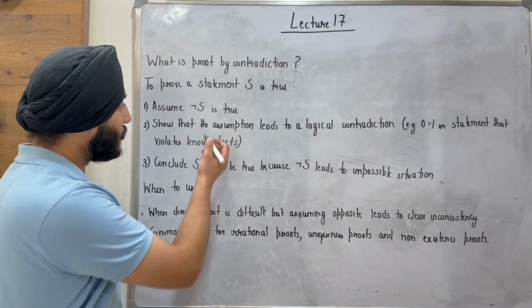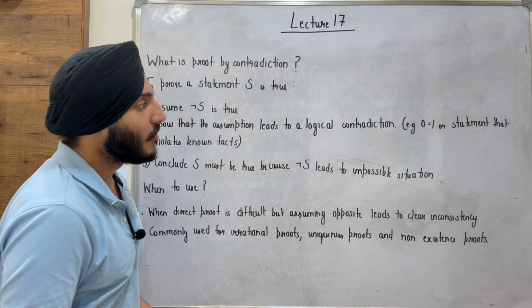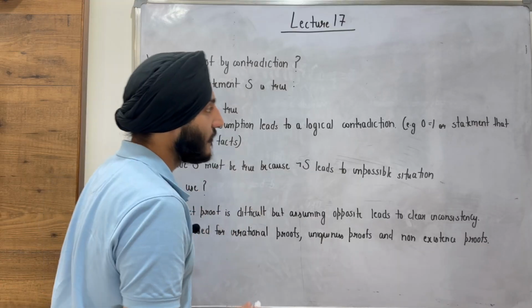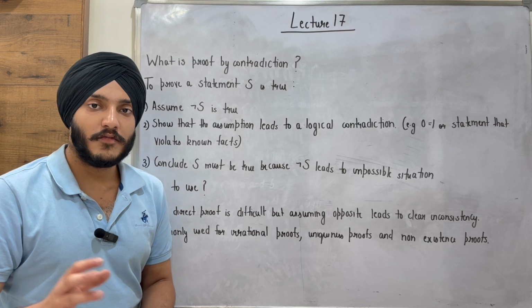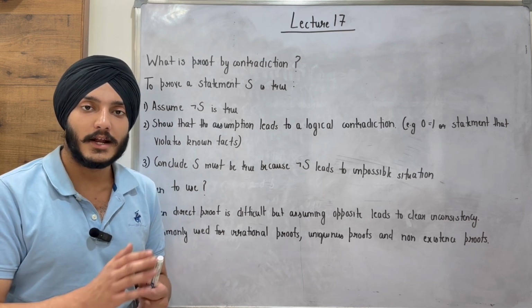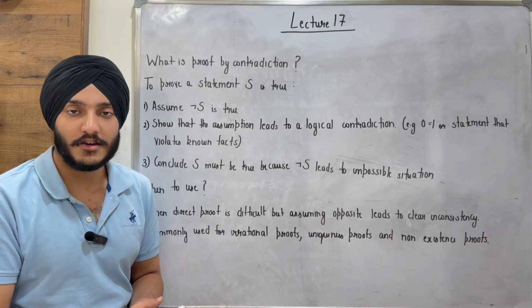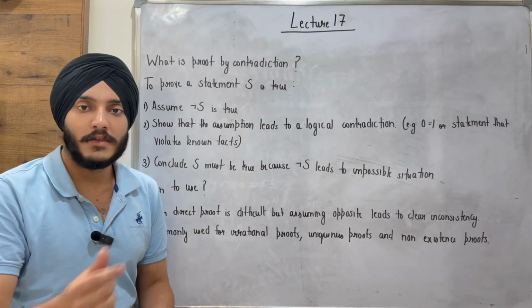So assume the negation of S is true. Show that the assumption leads to a logical contradiction, for example 0 equals 1, or a statement that violates known facts. What usually happens in a proof by contradiction is I assume the negation of S is true. So maybe I assume that a number is rational, whereas I'm trying to prove that it is in fact irrational.